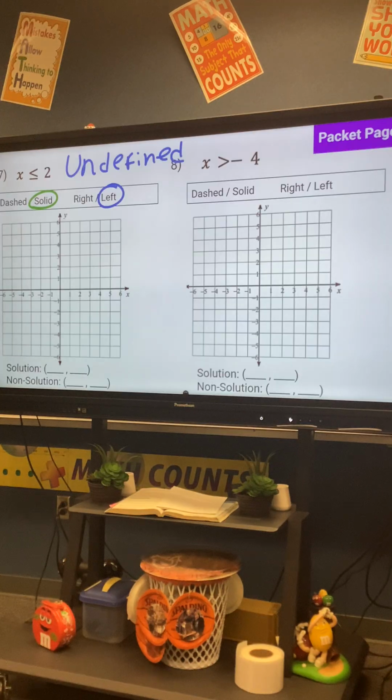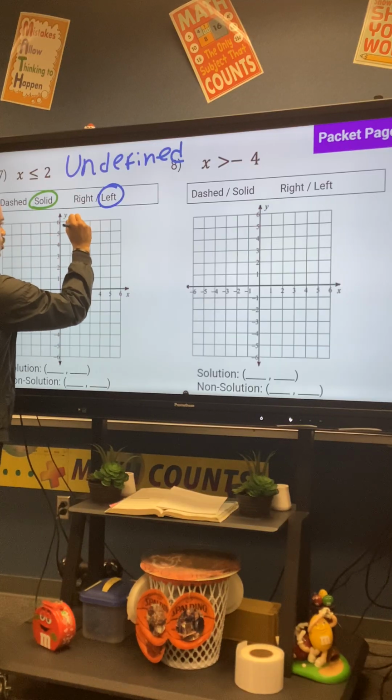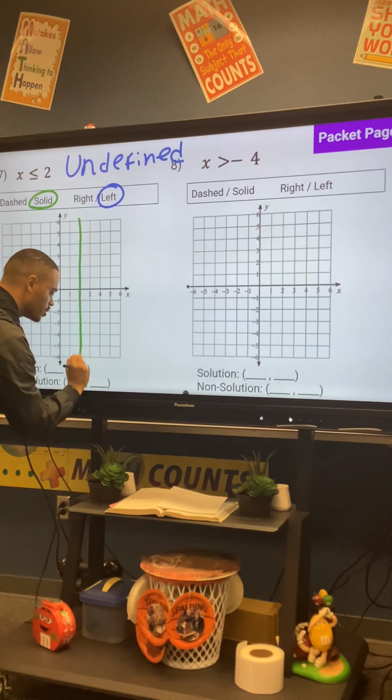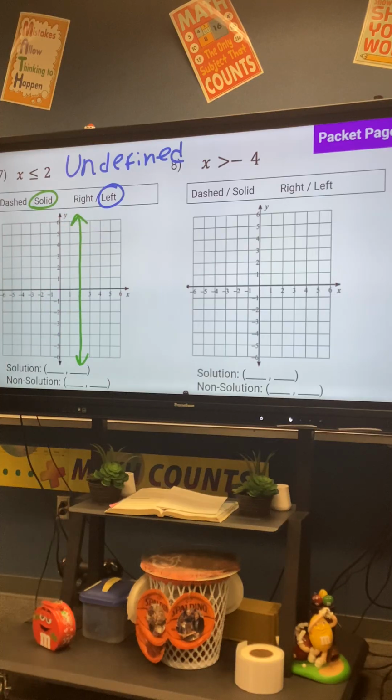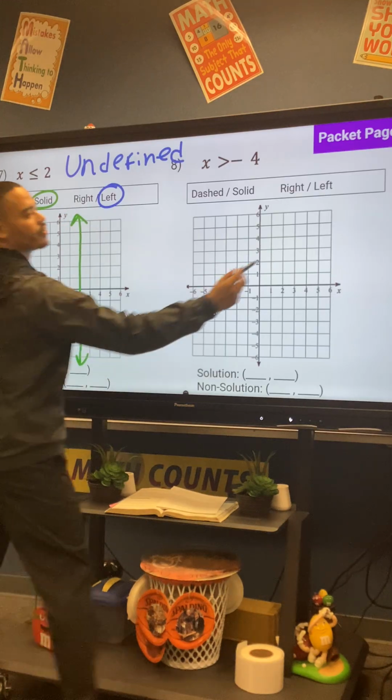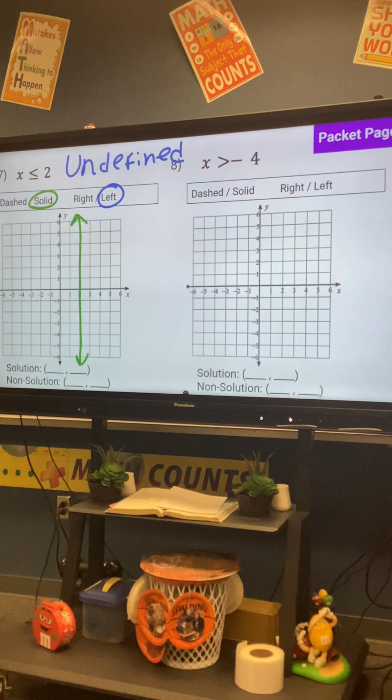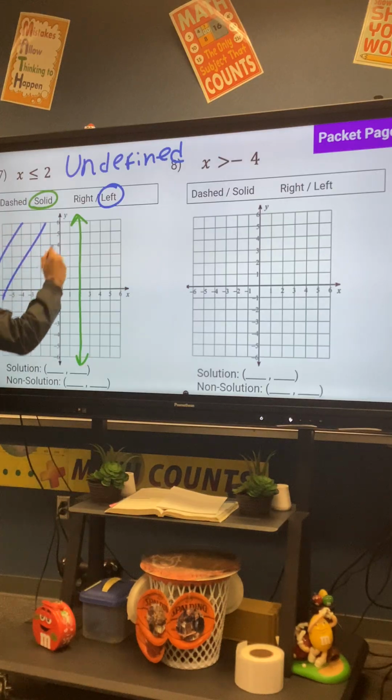Because x is less than or equal to, we're going to go to the left. So I'm going to go to 2, a vertical, solid line on that point. Then I'm going to shade everything that is to my left. Everything that is less than 2 on the number line.